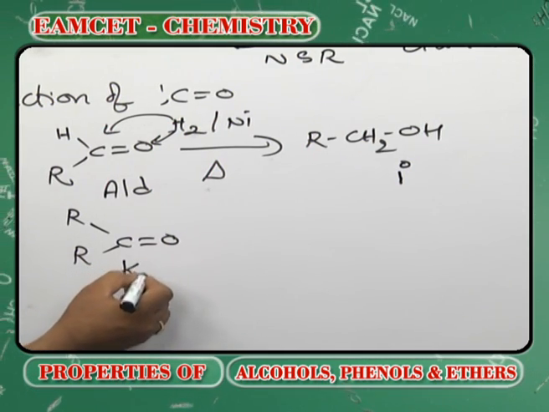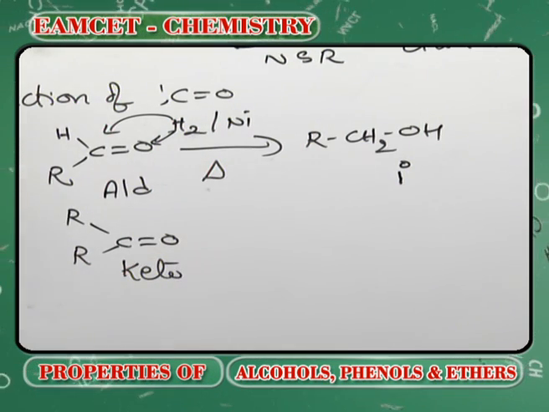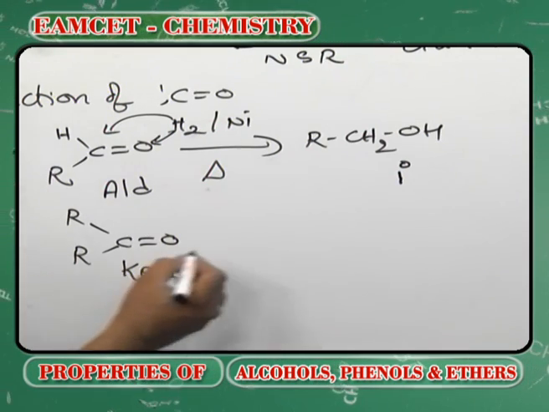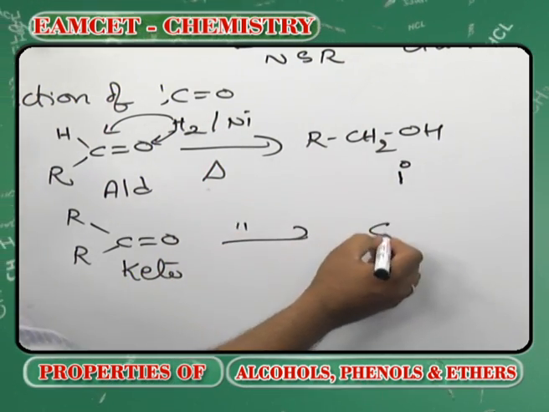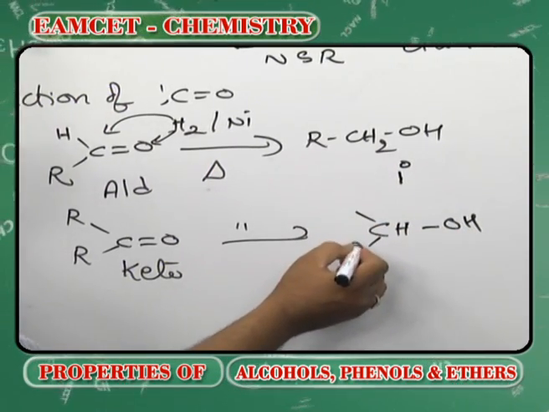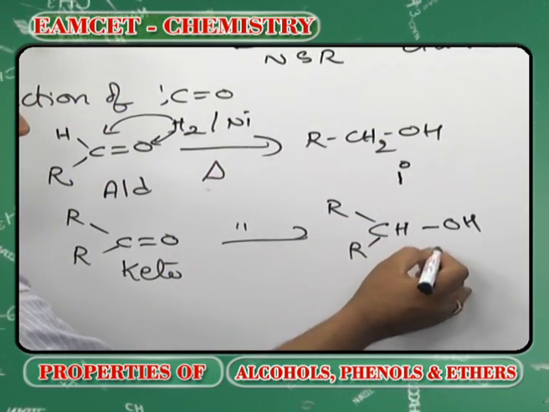This is called a ketone. It is a common example for a ketone. If the two alkyls are methyls, it is called acetone. The acetone, with similar reduction, gives a 2-hydroxy, that is an OH attached to a 2 alkyl. Therefore, it is called a 2 degree alcohol.